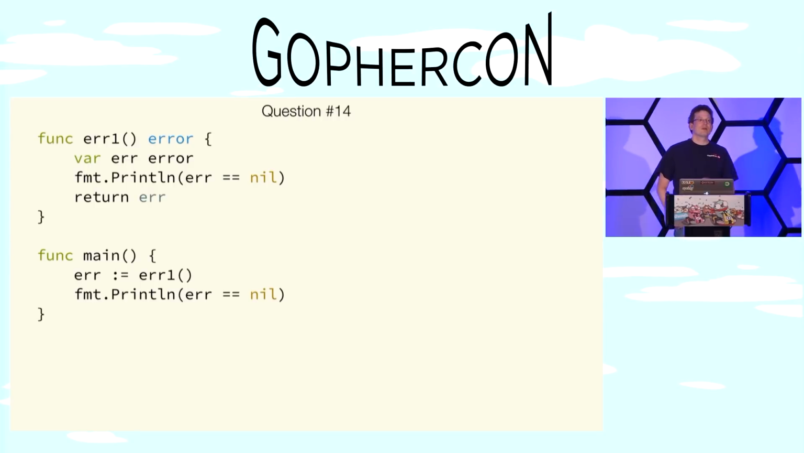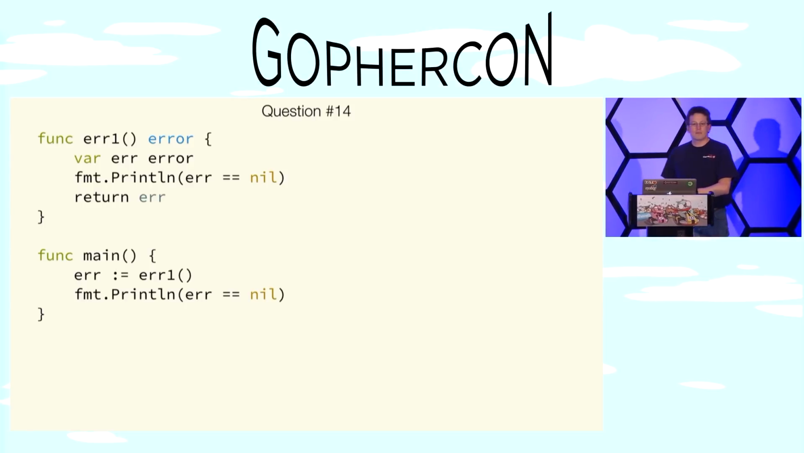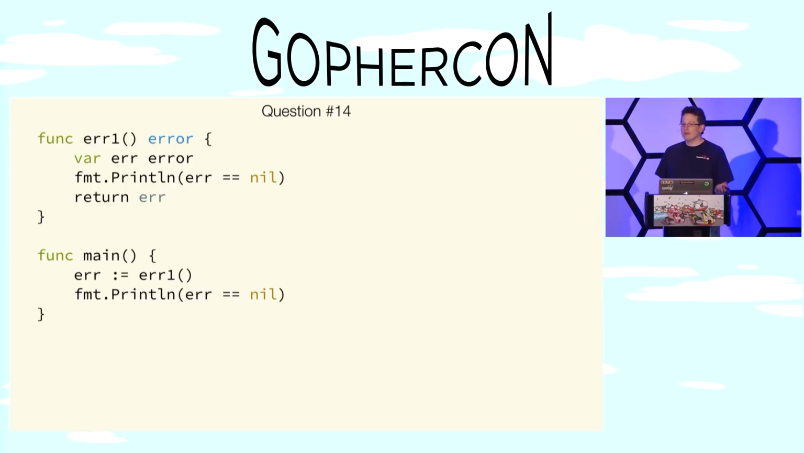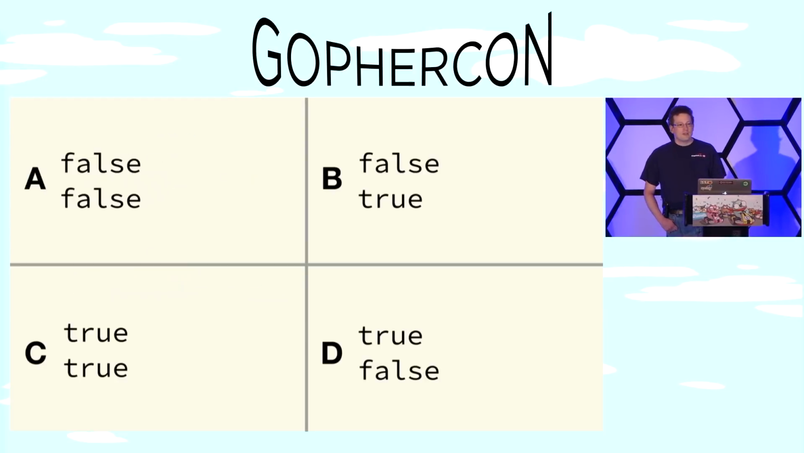What is this program going to print out? We call error1, we declare a variable error of type error, print out if it's nil, return it, then back in main, we print out if the returned value is nil. Simple enough. What's it going to print out?